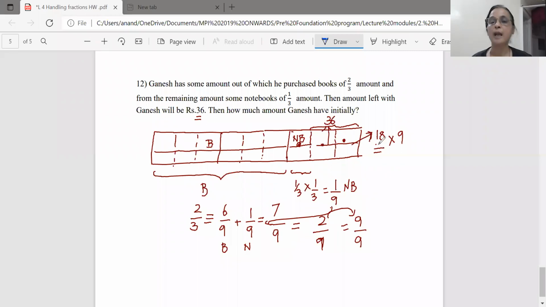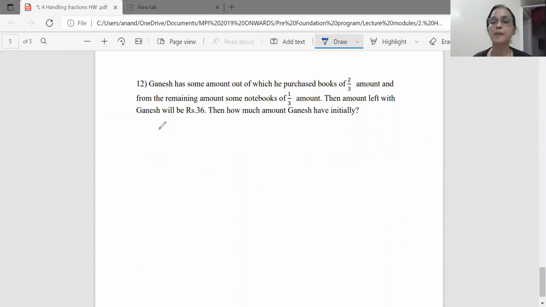I can also do this question using X. Suppose I have X rupees. Then 2/3 of X is spent on books. Then how much remains? X upon 3 remains. I'm using 1/3 of this for notebooks. So I'm using X upon 9 on notebooks.